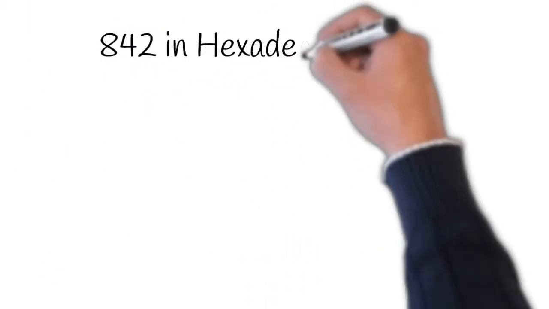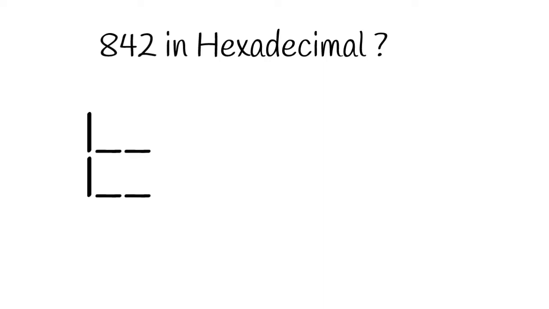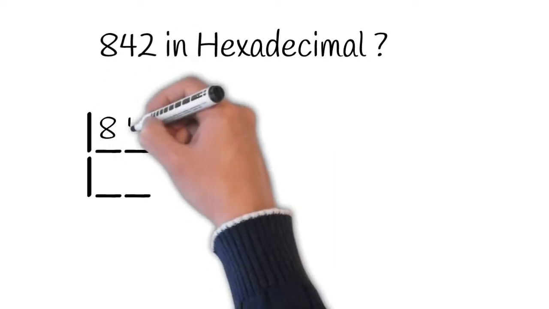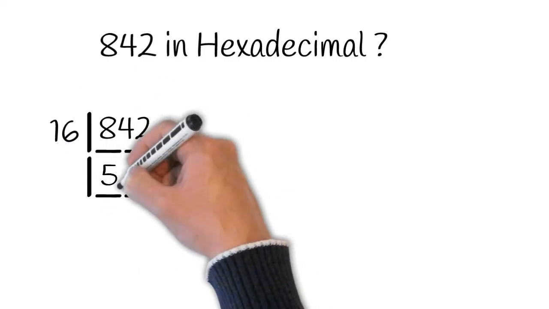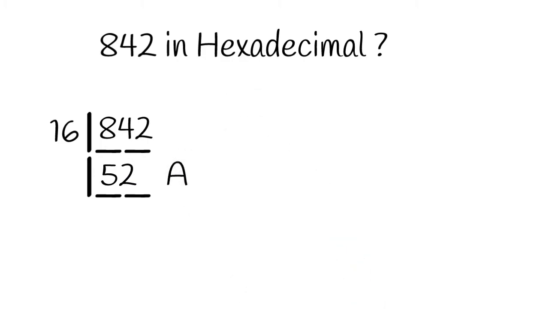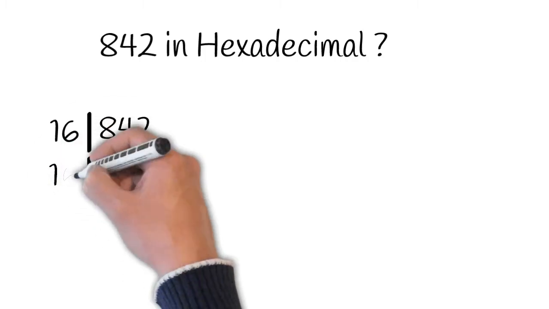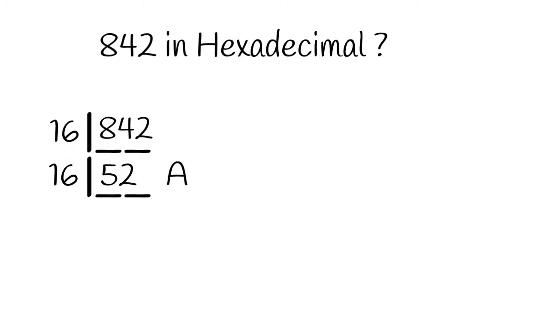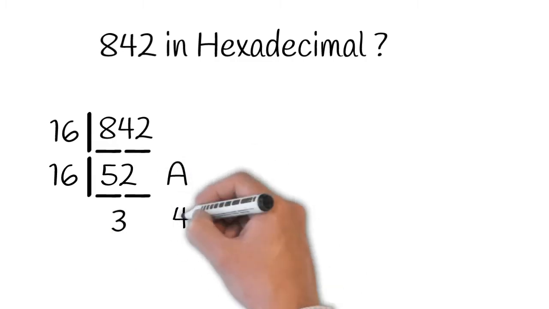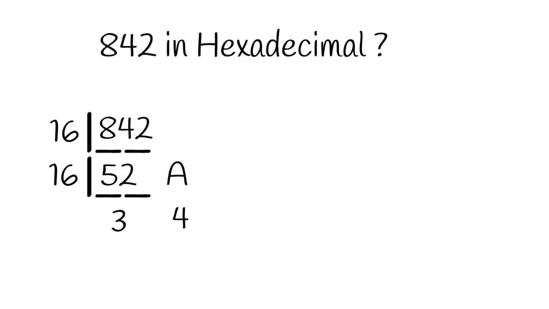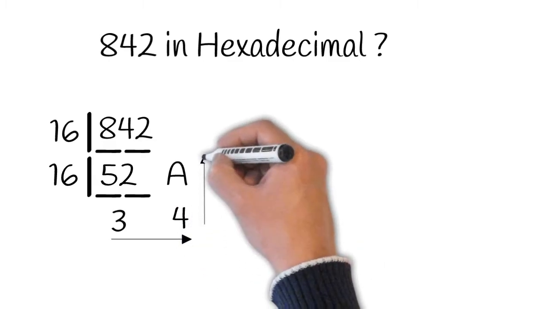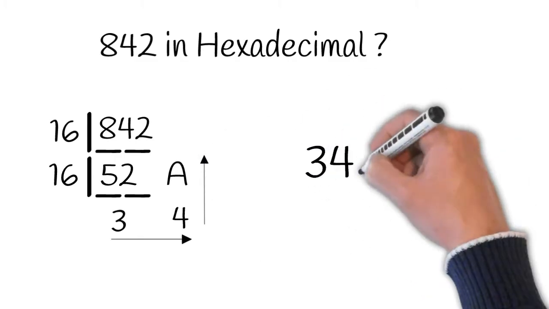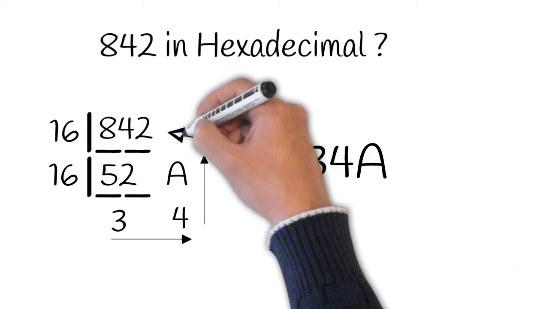Now suppose we want to reverse the process, that is represent 842 decimal in hexadecimal. You divide 842 by 16. 16 goes into 842 52 times with the remainder of 10. Now 10 in decimal corresponds to A in hexadecimal. Then 16 goes into 52 3 times with the remainder of 4. Once you're at the end, you read the hexadecimal values from the bottom up, that is 34A, which is the same as the decimal representation of 842.